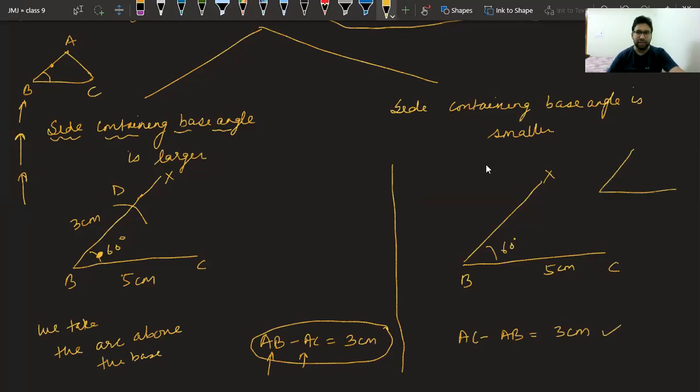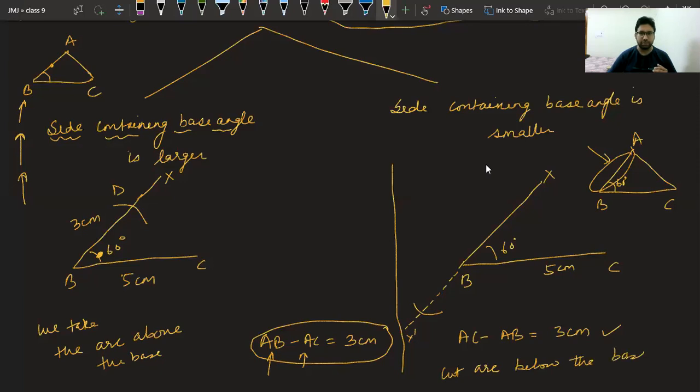That means again in my triangle, I know BC, I know angle B. It is 60 degree. But this time the side containing the angle is smaller. Class, if you observe, this time AB which is containing the angle is smaller. So I will have to mark the arc below BC. So this time we will have to extend this and call it CBX dash, and we will cut the arc below. So we cut the arc below the base. That's it. If you are able to understand these two cases, these questions are very easy.